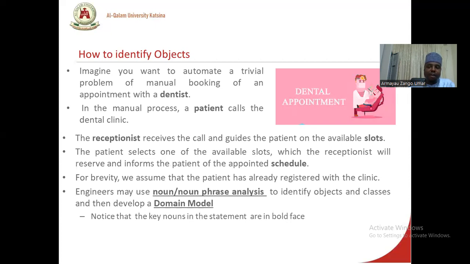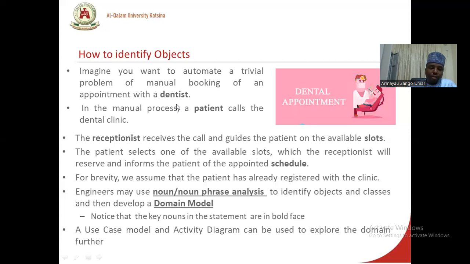So now, if we want to identify objects in this problem, because we want to develop software to solve it, some advocate the use of noun or noun phrase analysis. That is, in the scenario I explained, you begin to look for nouns or noun phrases. For example, dentist, patient, receptionist, all these are nouns. So from that, we can develop what is called a domain model. That's why I put this in boldface: dentist, patient, receptionist, because they are the key objects or classes in this domain.